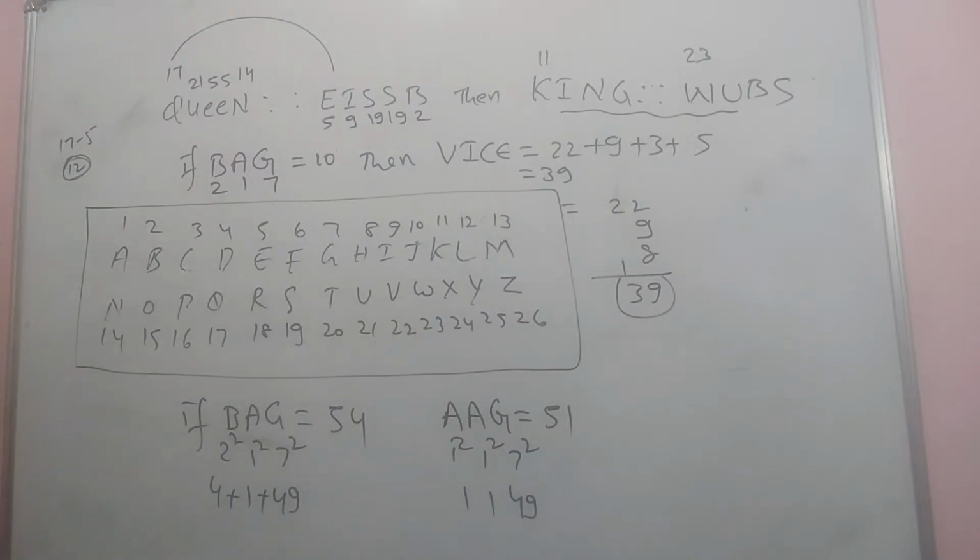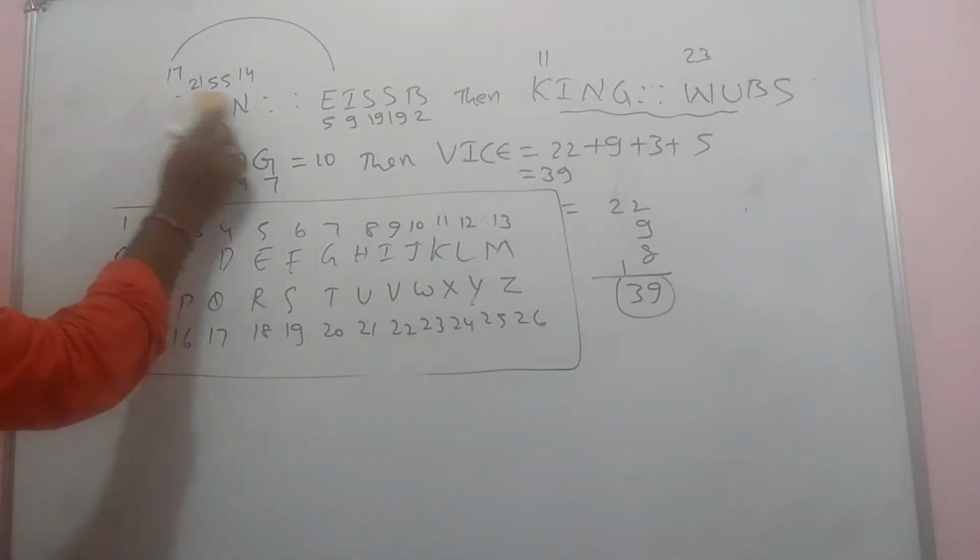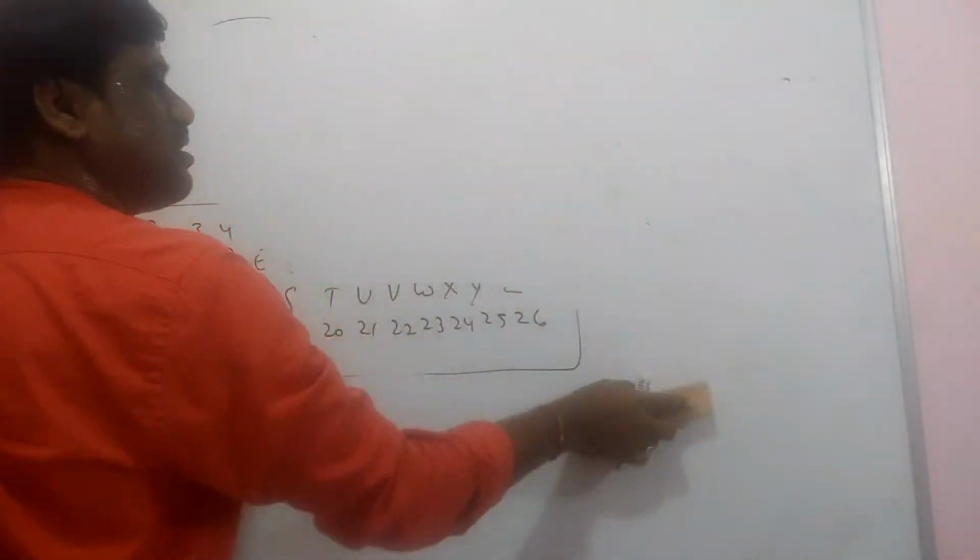Understood? Okay, understood. Very good. So if you understood, that's fine. Now there is one more thing besides corresponding letters. There will be one more way, which is opposite letters. Opposite letters are also there. So these are very important.